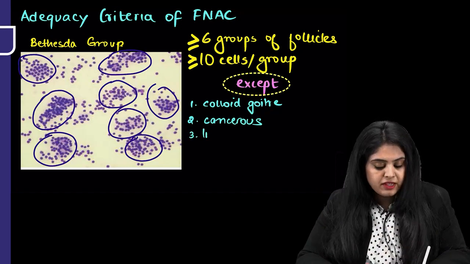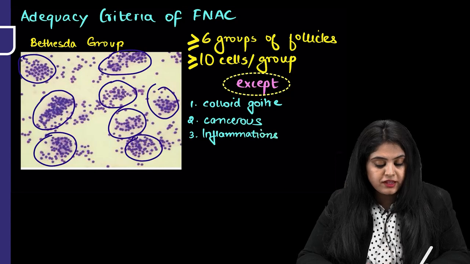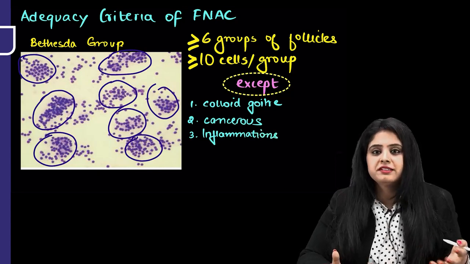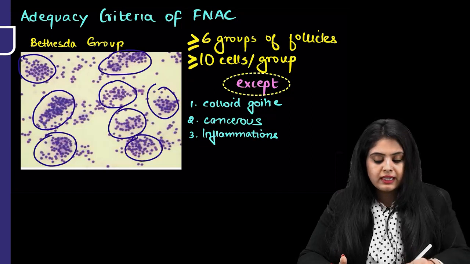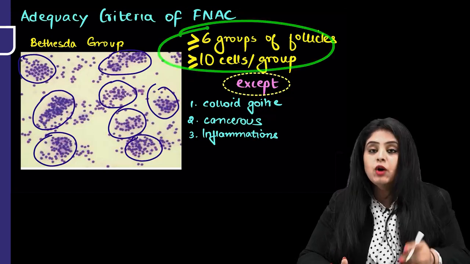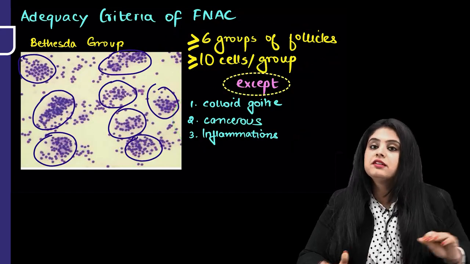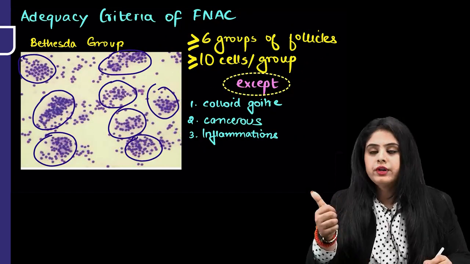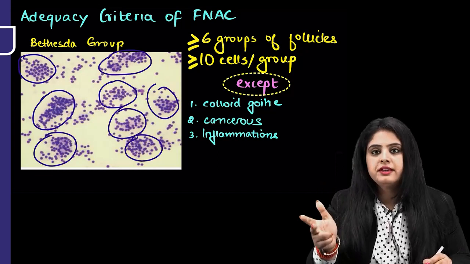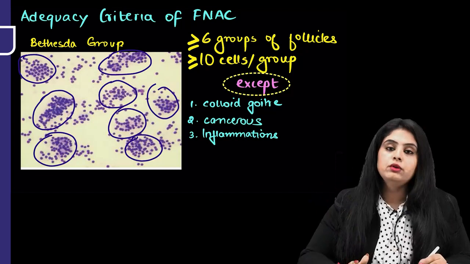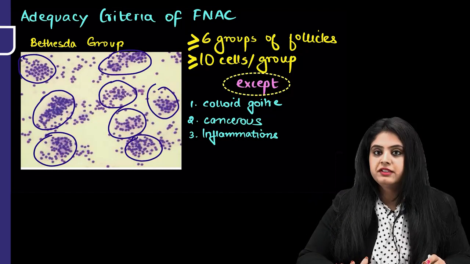And number 3, if there is any inflammation, for example, if it's a case of Hashimoto's thyroiditis, I will see a lot of inflammation. So then in that case, my focus is not going to be how many numbers am I seeing. My focus is that I have to give the diagnosis irrespective of the number. So for colloid goiter, cancer and inflammation, I am not going to focus on the number. That is the FNAC criteria, right?